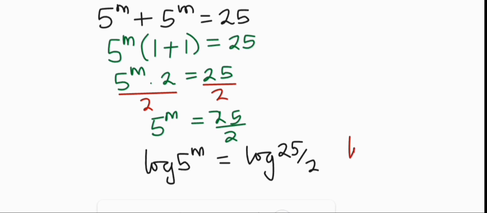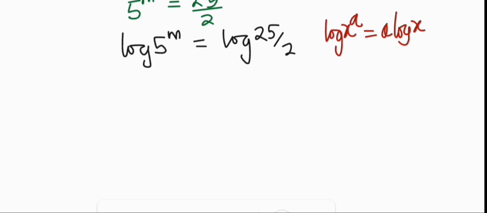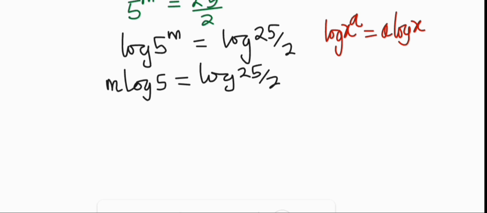Recall that from the laws of logarithms, the logarithm of x to the power of a is a times the logarithm of x. This is applied to the left hand side of the equation to give m times the logarithm of 5 equals the logarithm of 25 over 2.